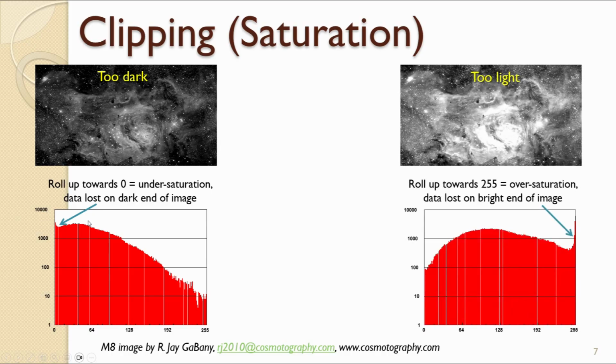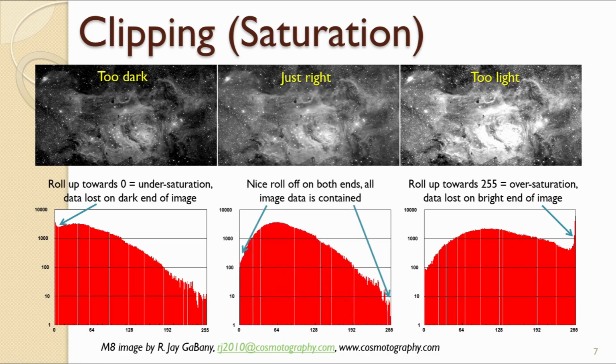Similarly, if you look at an image that's too bright, you get the same roll-up at the light end, showing that we are losing information from the image because it is too bright. It's saturated. Now, just like the story of Goldilocks, there is an image that's just right. Here you can see there's no roll-up at the ends. The data rolls gently down towards 0 or to some low value at each end. That is a well-adjusted histogram for this particular image.